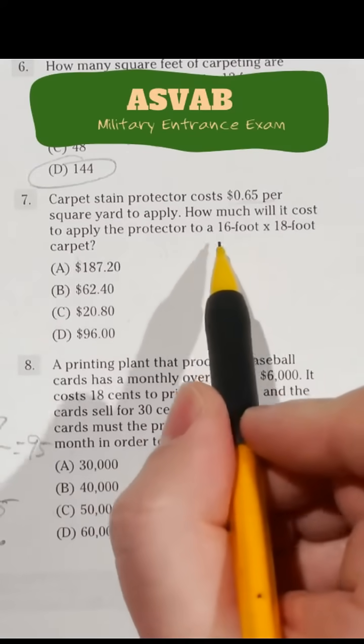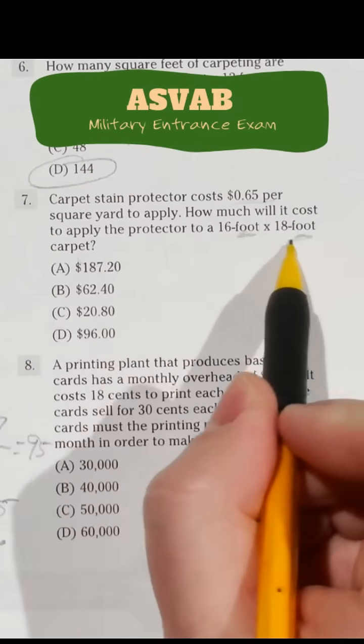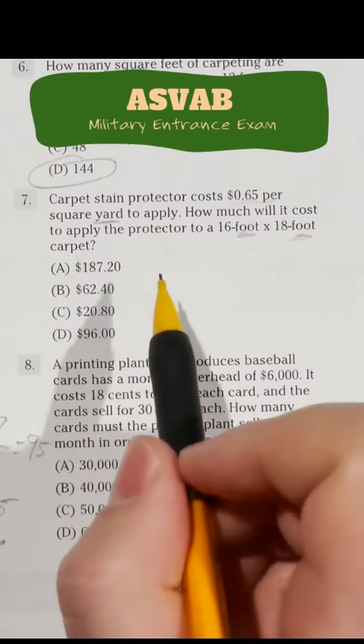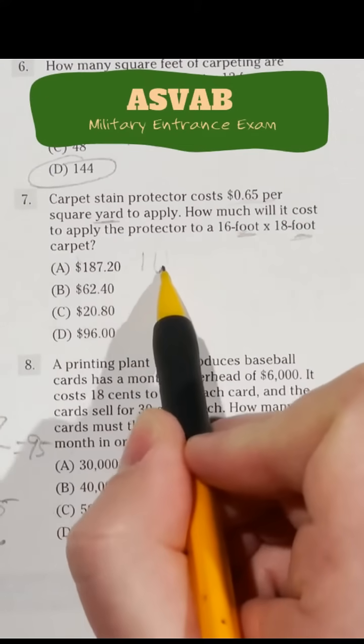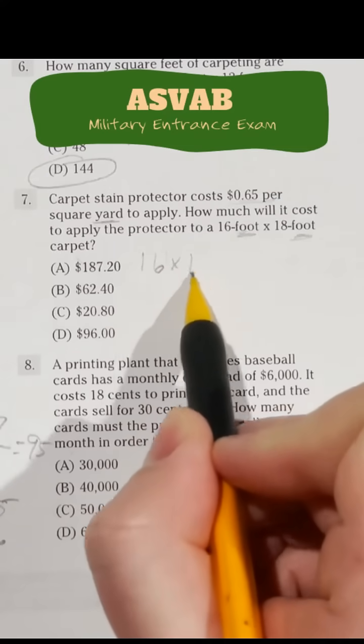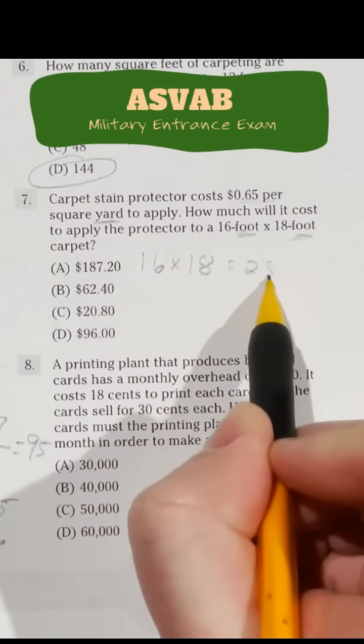So here's the deal. We do need to make sure first off we recognize that it says feet here and yards here. So the first thing I'm going to do is find the area of this carpet. Now that just means that we're going to do length times width, which would be 16 times 18, and that's going to give me 288.